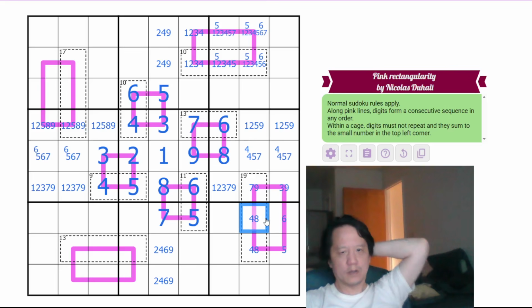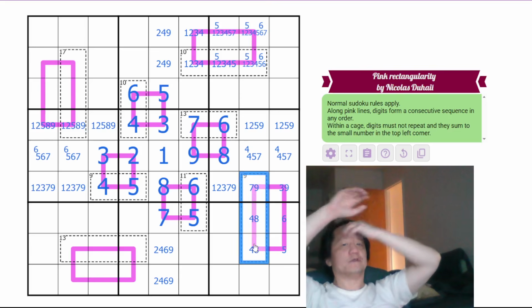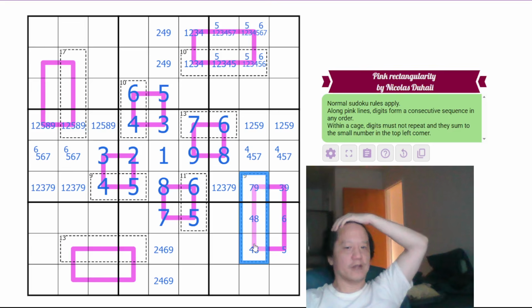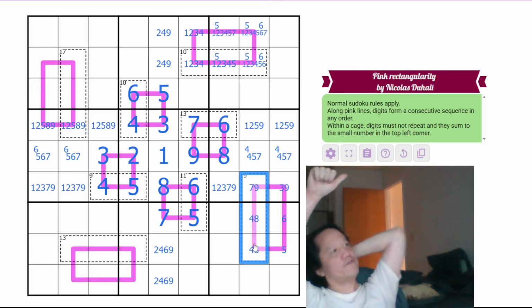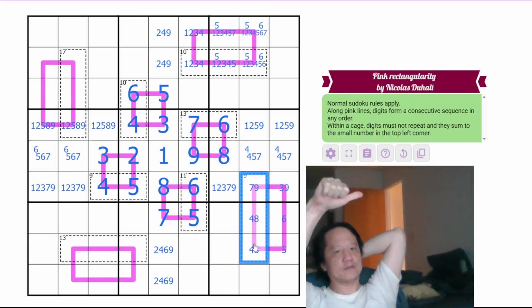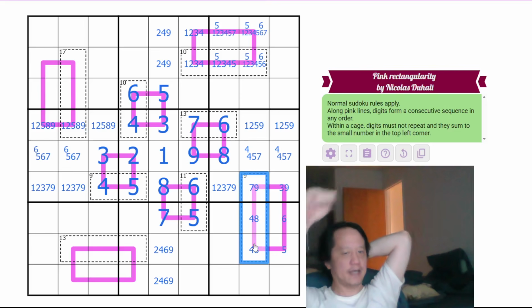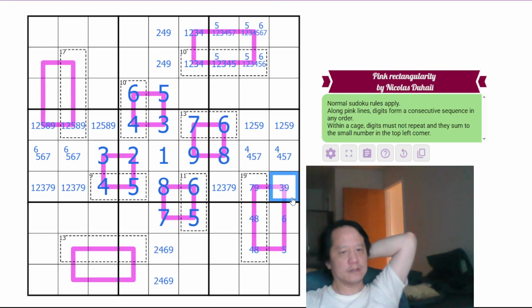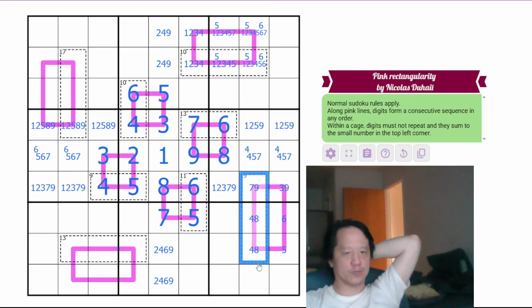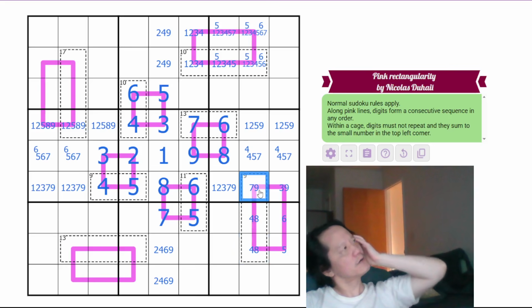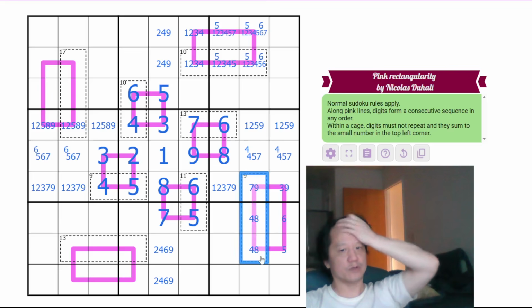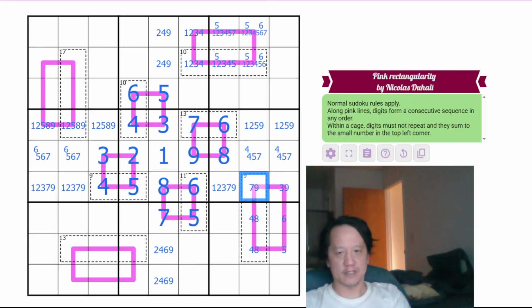Okay. What other set of digits add up to 19? So that's all the 4s. Starting with 5, it's 5, 6, 8, which doesn't work because this has to be 7 or 9. And that's it. 6 as the minimum digit can only add up to 21. So this must be 4, 8, and 7 here.